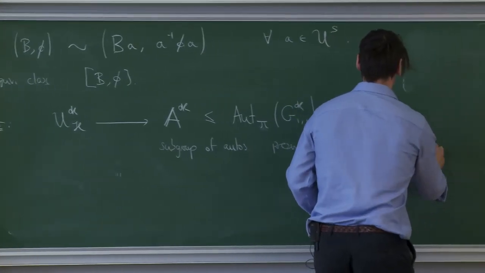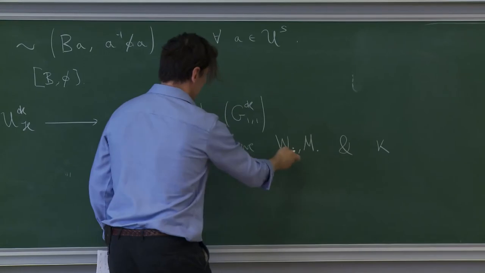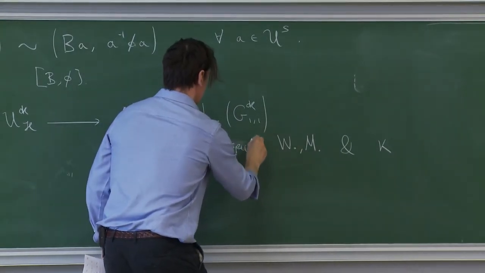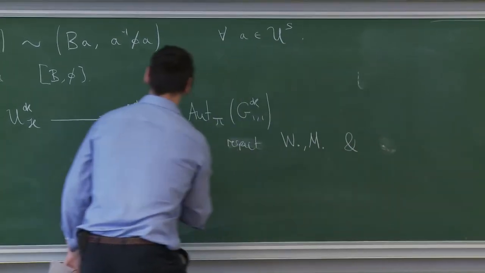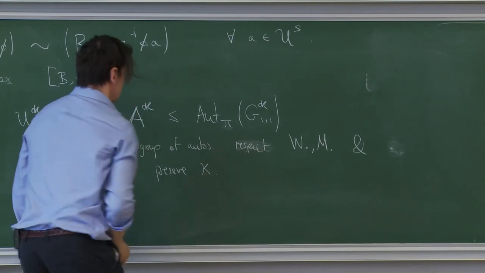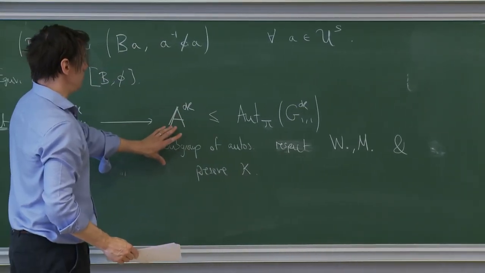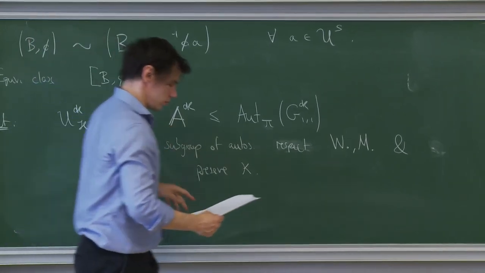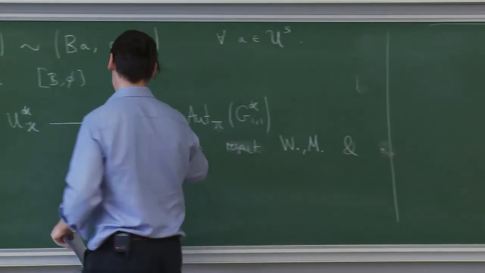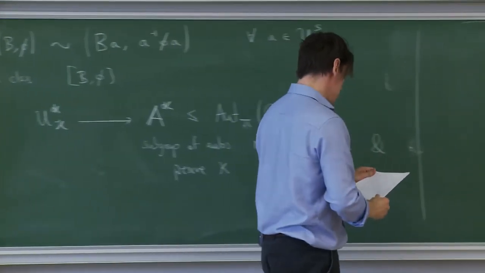And they have to preserve kappa. What I meant to say is, they respect W and M, and they preserve kappa. They leave it invariant. So in my paper, there's an extra condition that we know these automorphisms satisfy that I'm not talking about. So in my paper, A actually means something else plus an extra condition. Alas, there's not time to explain that.